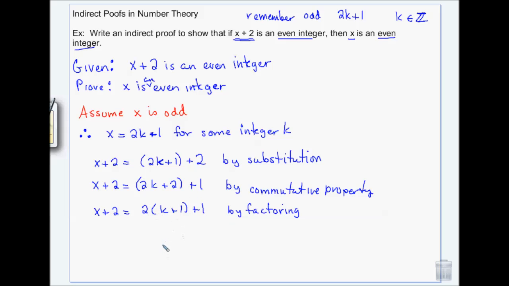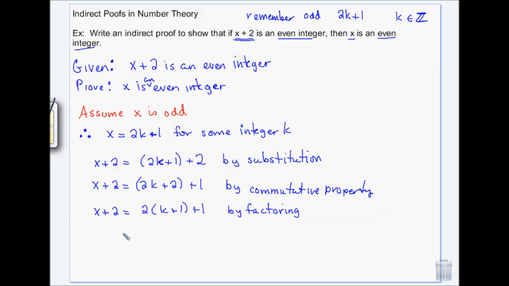Not yet. No, I'm trying to prove that x is even, and I'm assuming x is odd. But I've been told x plus 2 is even. So you just divided the 2 and the 2? I just divided the 2 out of here, yeah.